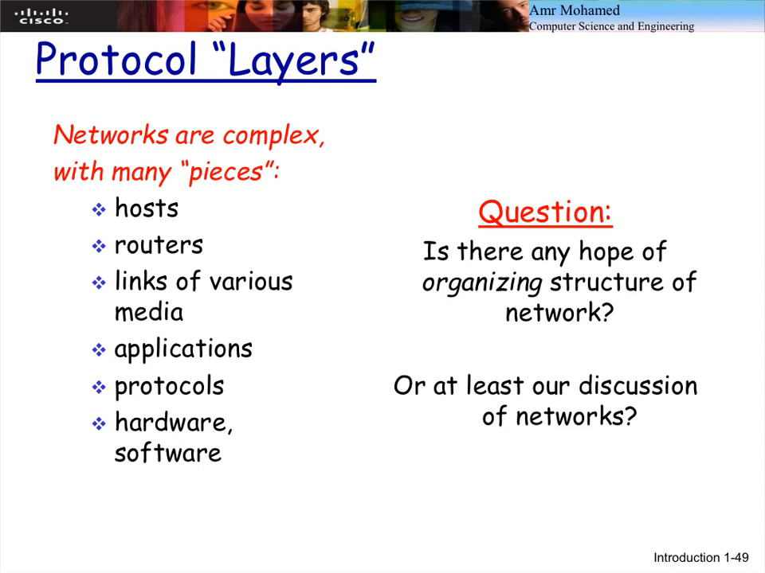So with that said, the network function itself is really complex, and one way of approaching this complexity is by using the layered model concept. Okay, the layered model concept.